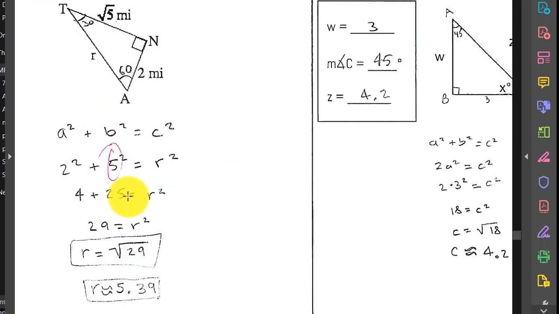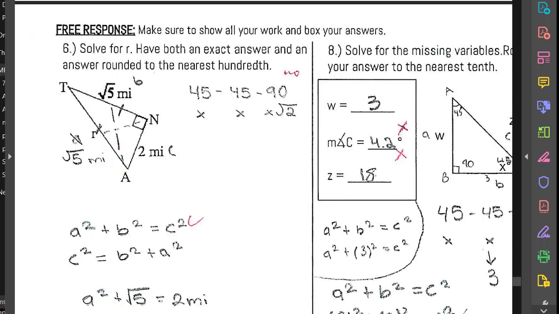Here's a student who took in the b value. They forgot the square root. So be careful with your substitutions there. This student said their hypotenuse was 2. Remember, the hypotenuse goes across, so I think I know what they were doing. They tried to say, if you see those marks, that's a congruent mark. They're trying to make this a 45, 45, 90, which would have been incorrect.